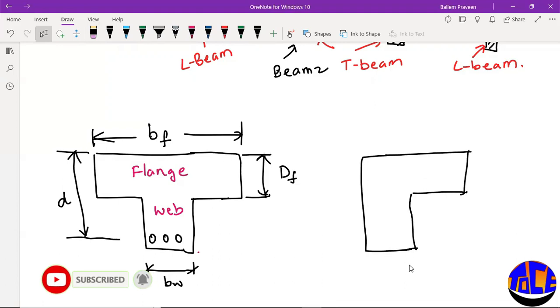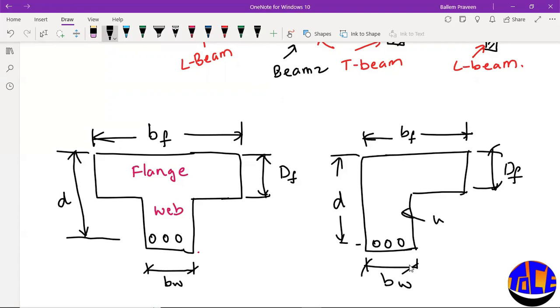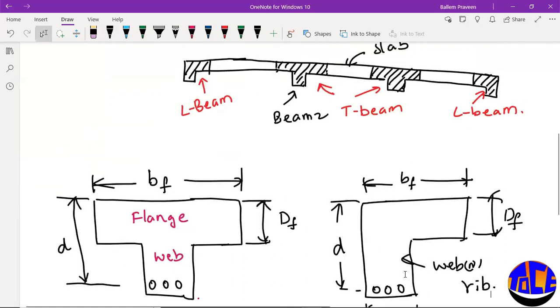So in L beam also, this will be your effective width of flange, and this will be your flange depth, and somewhere here you'll be having the steel, so this will be your effective depth. Okay, and this is your width of web. Sometimes it is called web, or sometimes it is also called rib, right? So these are the basic terms that we are going to see in your flanged sections.